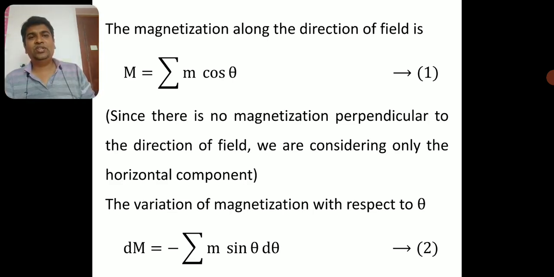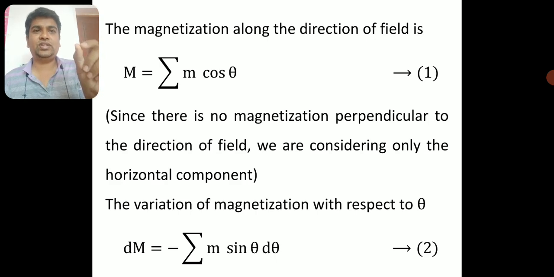Now I am looking for the variation in the magnetization with respect to theta. The variation will be dM, a very small quantity, which, if I differentiate equation 1, is equal to minus sigma m sin theta d theta. The differentiation of cos theta is minus sin theta.